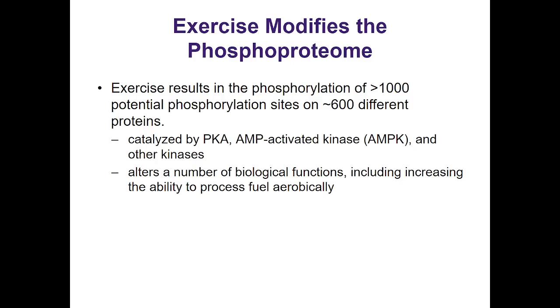So exercise will result in the phosphorylation of approximately 1,000 potential phosphorylation sites on approximately 600 different proteins. This is catalyzed by PKA, AMP-activated kinases, AMPK, literally ones that are activated with AMP, right? And other kinases. This is going to alter a number of biological functions, including increasing the ability to process fuel aerobically. By the way, do you know what the single largest determinant of how long you'll live or how healthy you're going to be is?